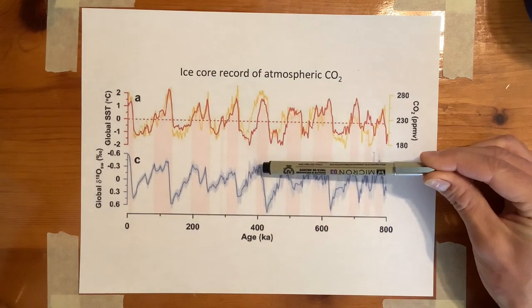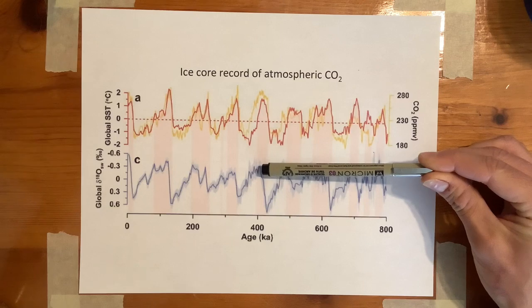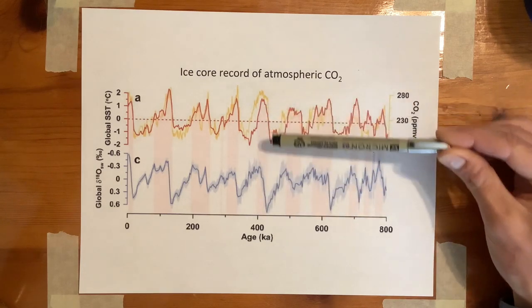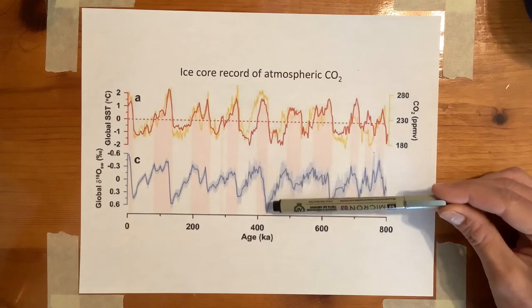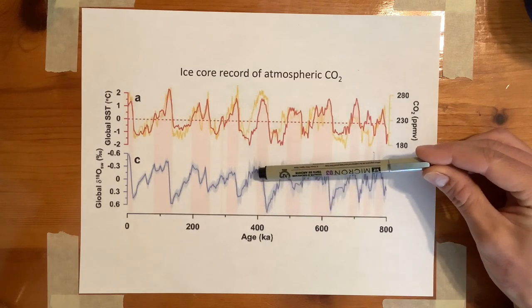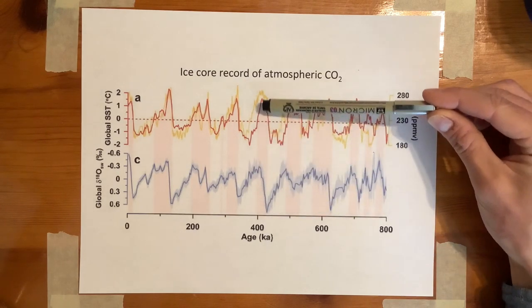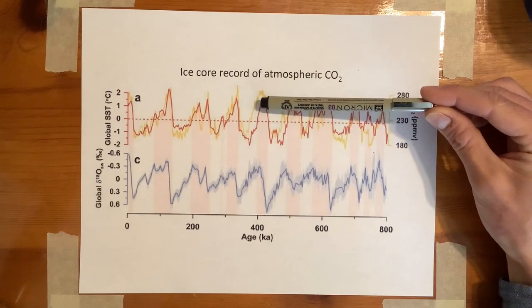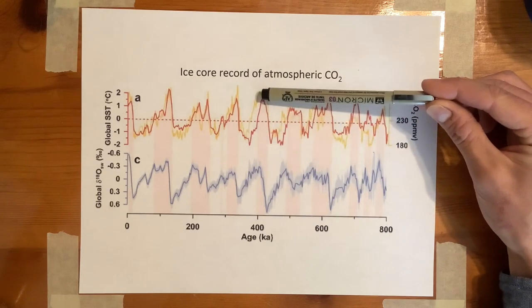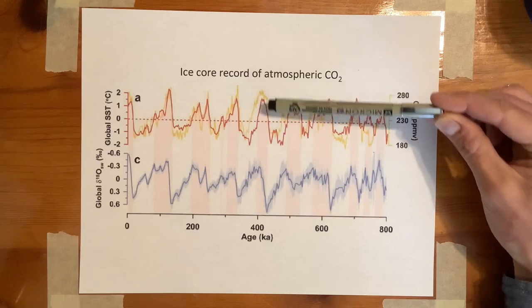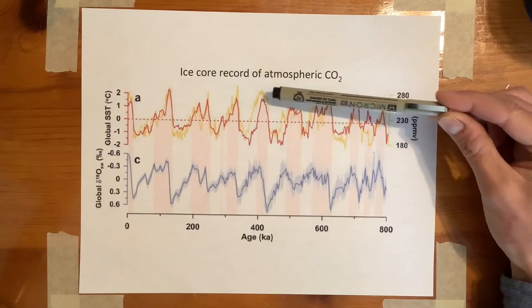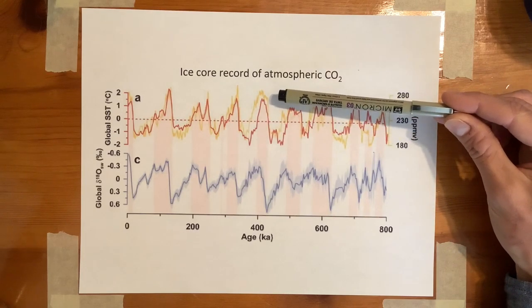That means that we have relatively less ice on the Earth. So these three records are all telling us sort of the same thing. There's less ice on the Earth, the global sea surface temperature is higher, right? It's warmer, and there's more carbon dioxide in the atmosphere. We would expect the planet to be warmer because carbon dioxide is a greenhouse gas.